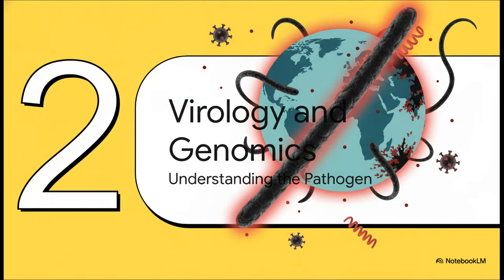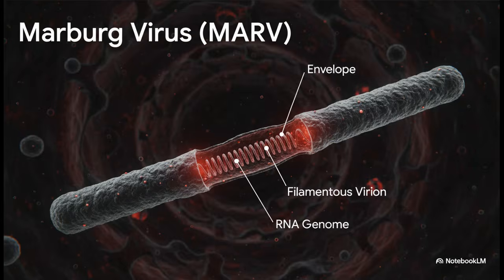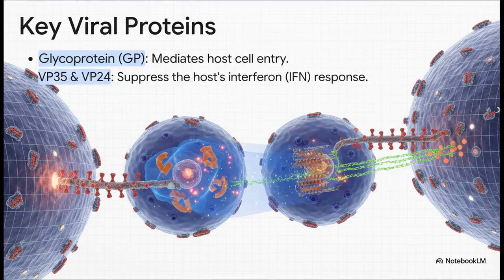Okay, now let's zoom in a little bit on the virus itself. We need to understand its structure to really appreciate how it causes disease. Marburg virus, or MARV, is an enveloped, filamentous, or thread-like virion. As we said, it belongs to the Filoviridae family. Its genetic material is a single-stranded, negative-sense RNA genome about 19 kilobases long. And this genome contains the code for 7 essential proteins that are just critical for the virus to replicate and cause disease.